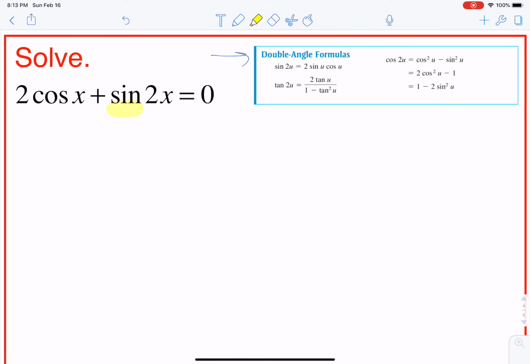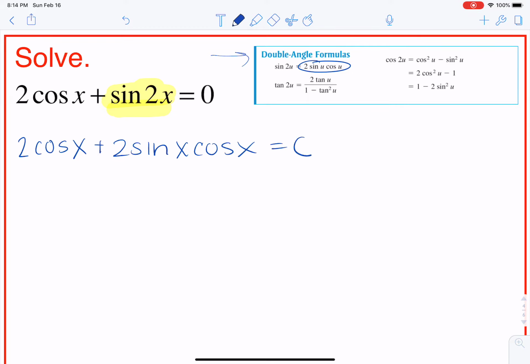So I can see here that I have a piece involving my double angle formula. I just want to rewrite this equation using my double angle. So I can call this 2 cosine of x plus, and I know that's sine of 2x, so plus 2 sine of x cosine of x is equal to 0. And now I can think algebraically, what can I do here? I can factor out a 2 cosine of x from both of these pieces, and I'm left with 1 plus sine of x equals 0.